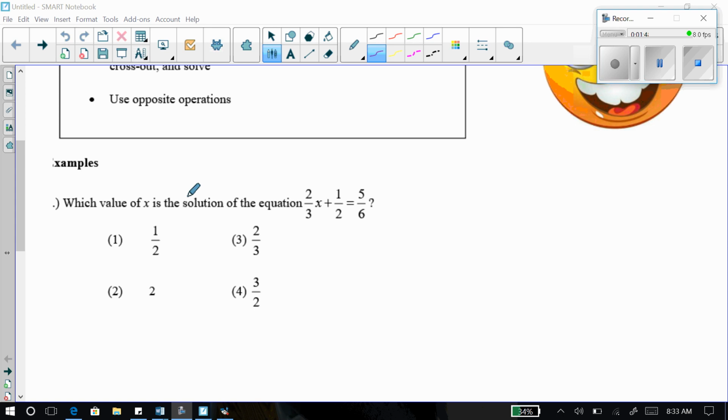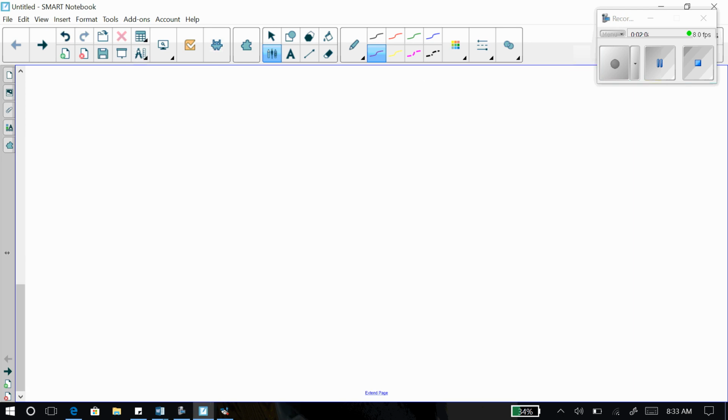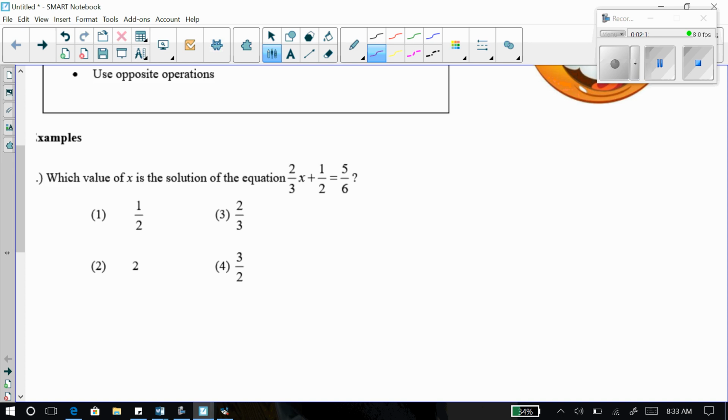Okay, for number 1, it says which value of x is the solution of the equation 2/3 x plus 1/2 equals 5/6. All right, here. So remember, you have to find the smallest number that 3, 2, and 6 all go into. We called it, oh my goodness, the LCM. Okay.